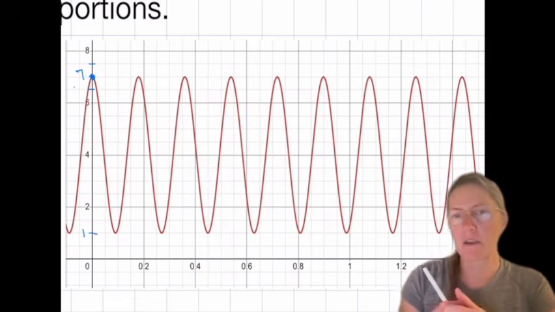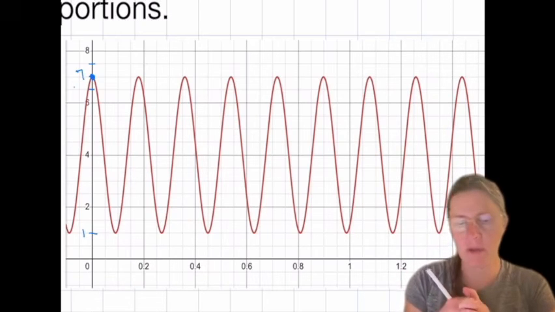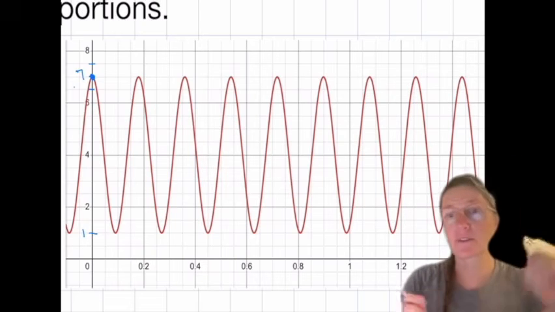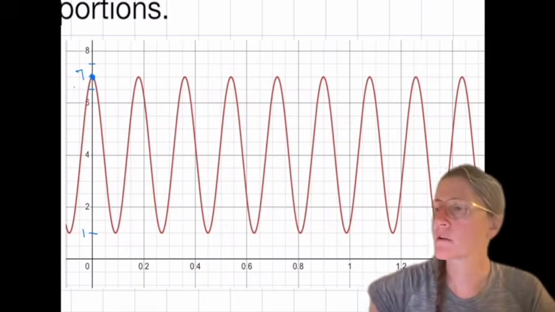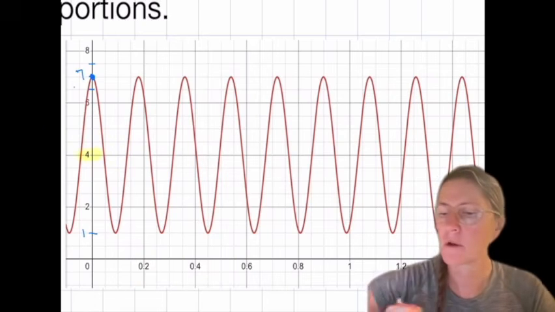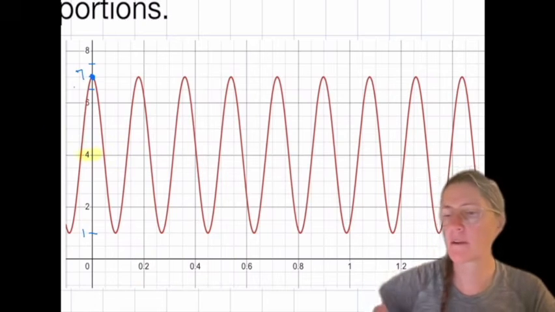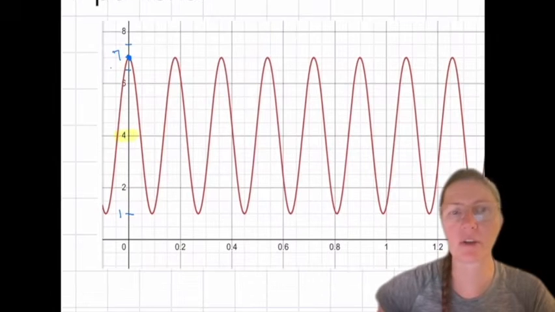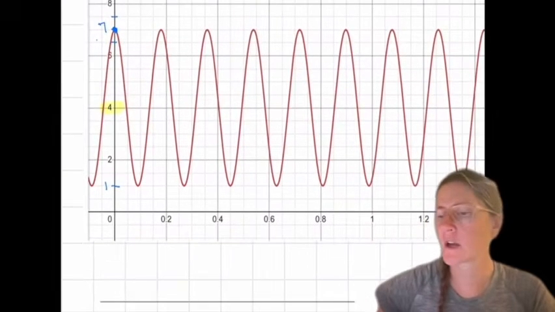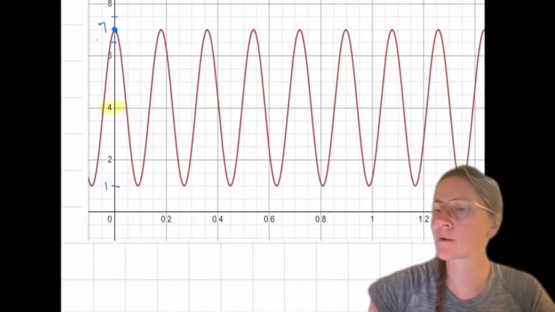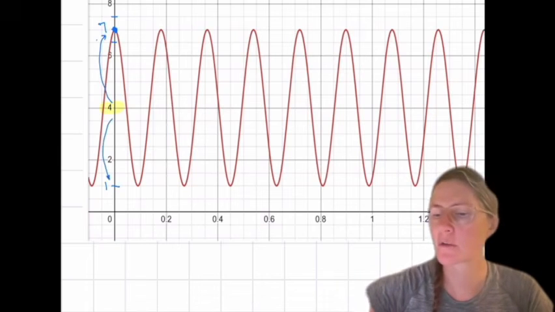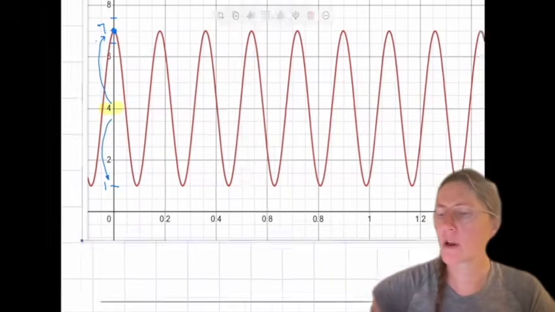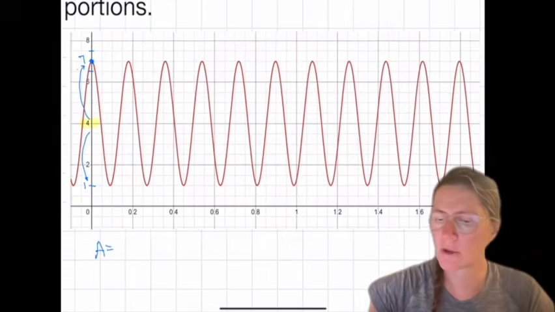So it has a peak-to-peak value of 6, so half of that is going to be 3. And so we can see that the middle point is 4, and then it goes up by 3 from there to 7, and then down by 3. So your amplitude here is going to be 3.